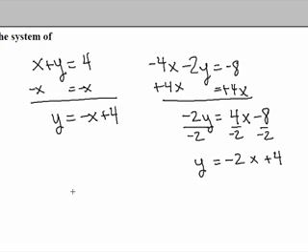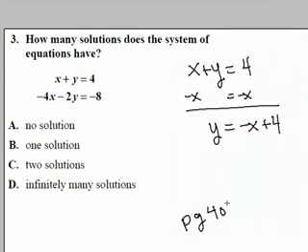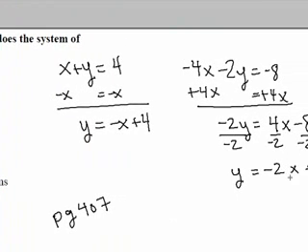Alrighty, now go to page 407 in your ebook, and there's a chart on that page. If you identify the slope and the y-intercept, you then should be able to determine how many solutions this system has. So refer to your ebook, page 407, and identify the slope and the y-intercept for these two equations, and you'll find the answer on that page.